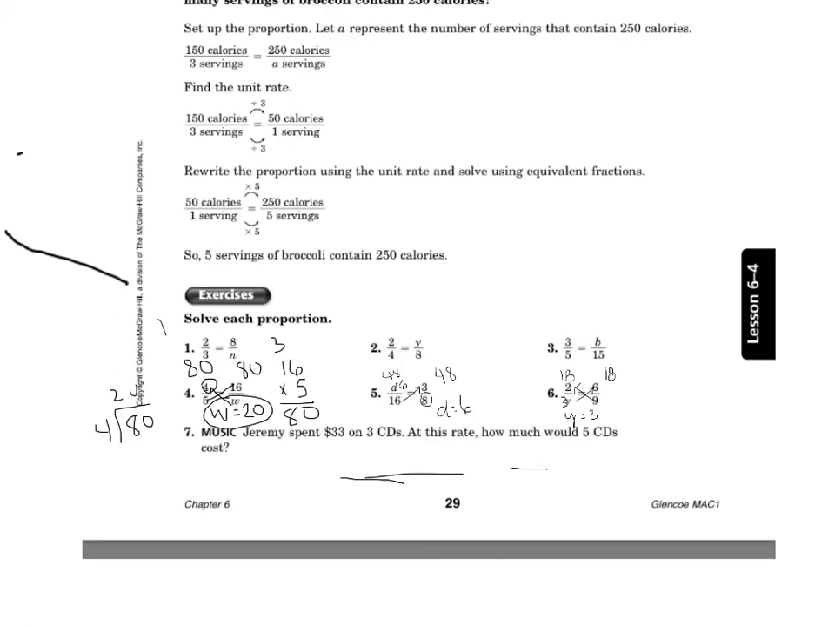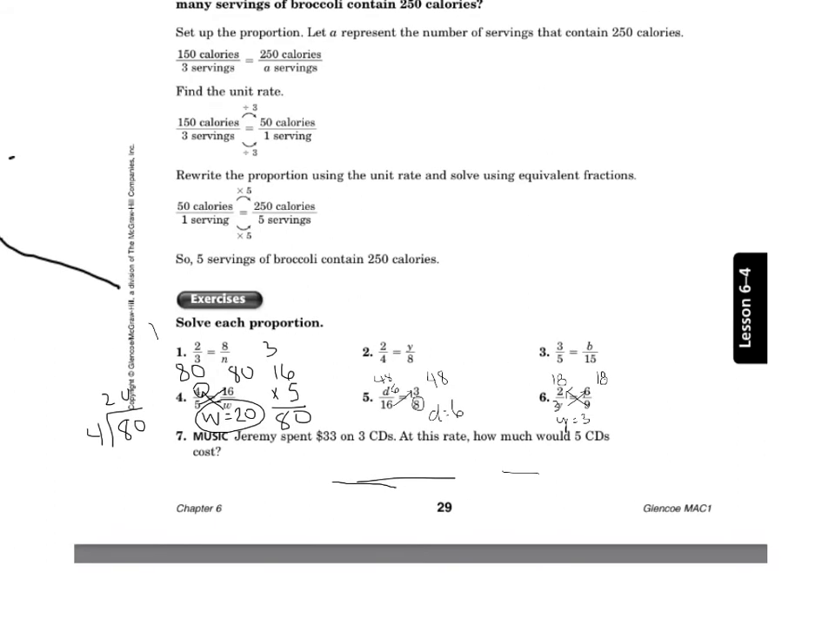Jeremy spent $33 on 3 CDs. At this rate, how much would 5 CDs cost? These are the kinds of problems that you're going to see on your STAR test. Some of them are even going to be harder than that. But that's why you learn how to do a WGU table.